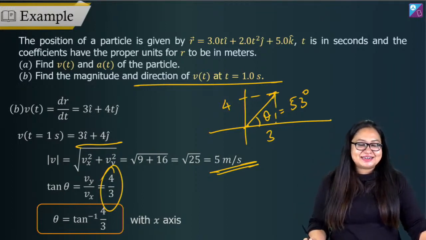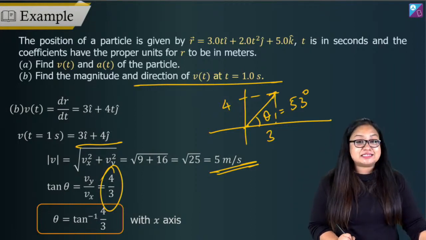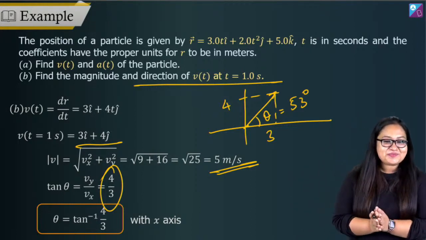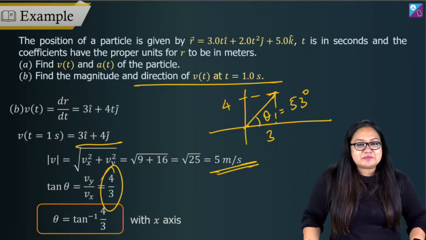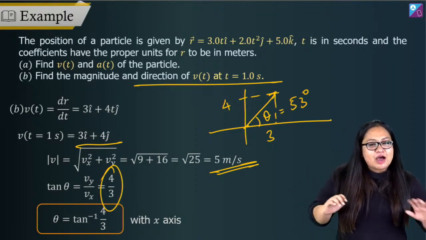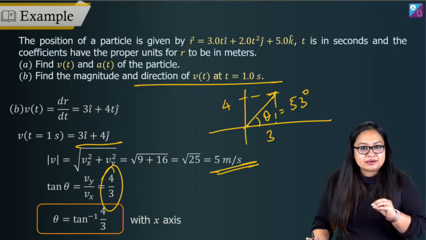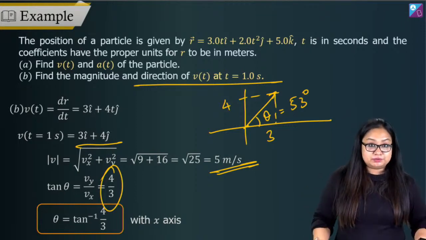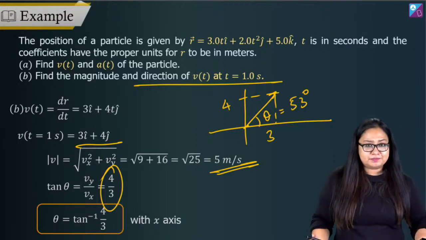Yes, the answer is 53 degrees. Let's move on now. Okay, 5 meter per second, 53 degrees. See, now we've understood what to do in 2D motion, general 2D motion and general 3D motion also.